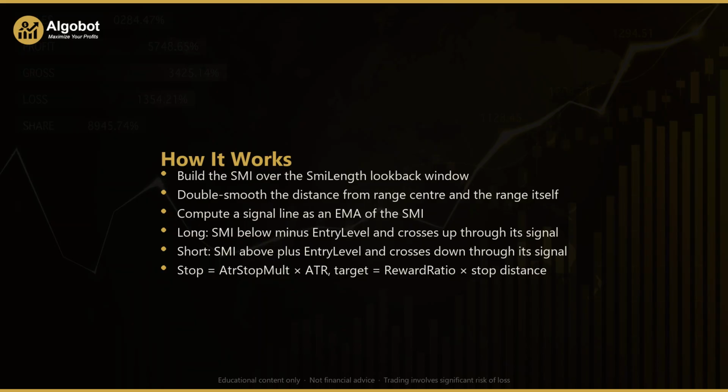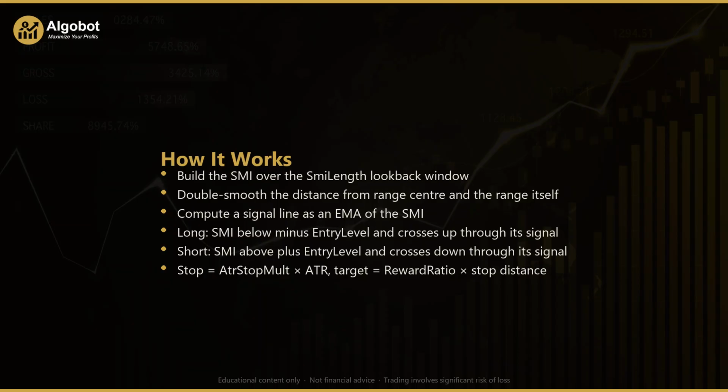For a long, the SMI must be below the negative entry level, which defaults to 40, meaning it is deeply stretched to the downside, and at the same time the SMI must cross up through its signal line. That upward cross is the first evidence that the double smoothed momentum has actually turned. For a short, the mirror applies. The SMI must be above the positive entry level, deeply stretched to the upside, and it must cross down through its signal line on that same bar.